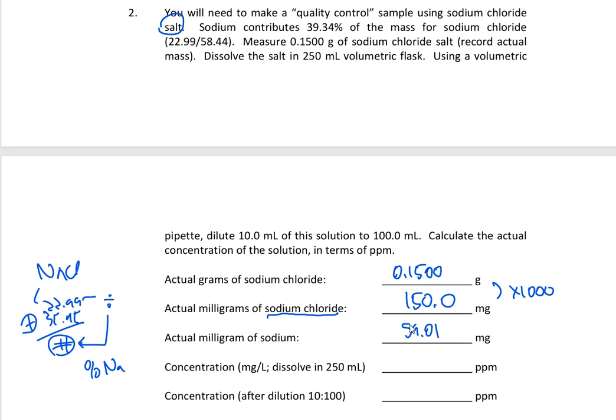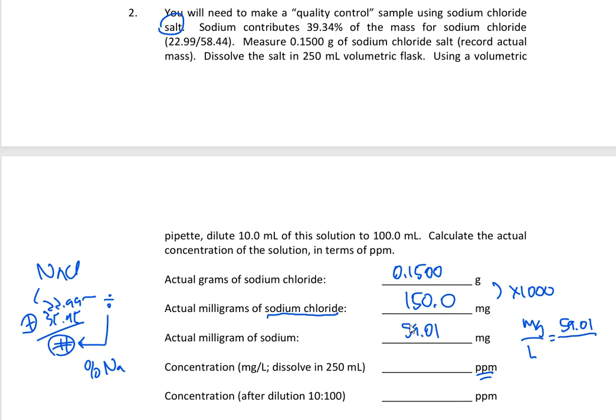So if you took that 59.01 milligrams, the directions say take that amount and dissolve it in 250 mils of water. And it says calculate the concentration in ppm. So ppm means milligram per liter, right? That's what that unit is supposed to represent. I just calculated how much sodium is swimming in my solution, and that was in terms of milligram.